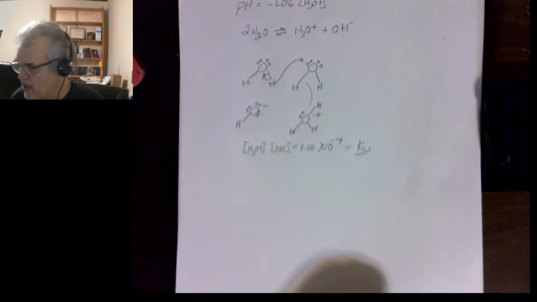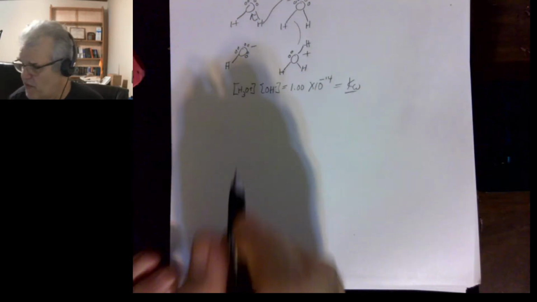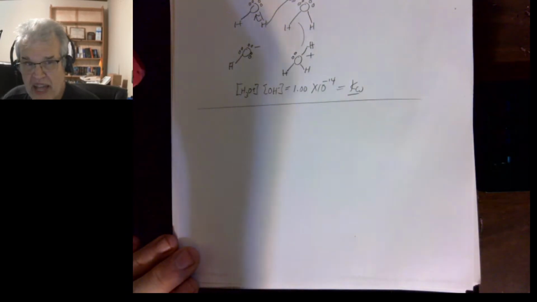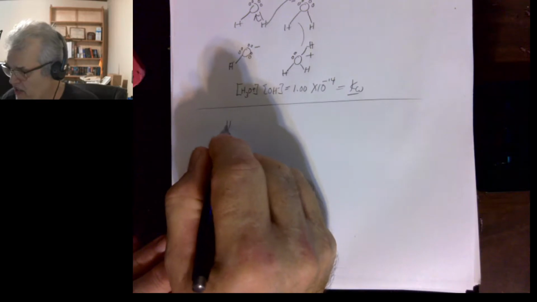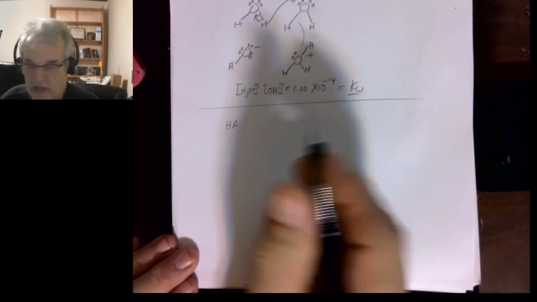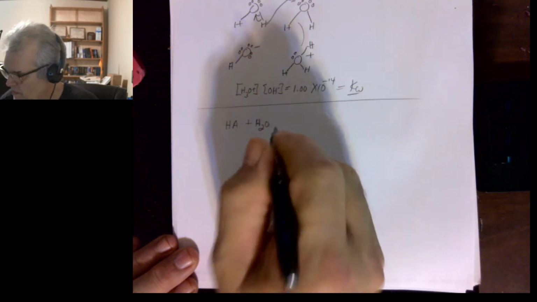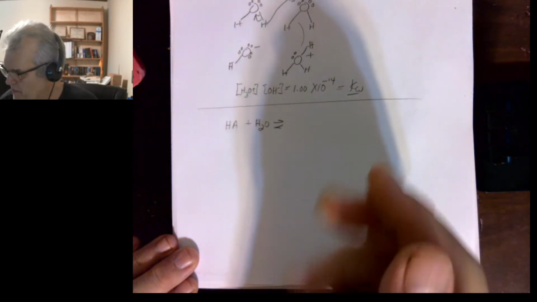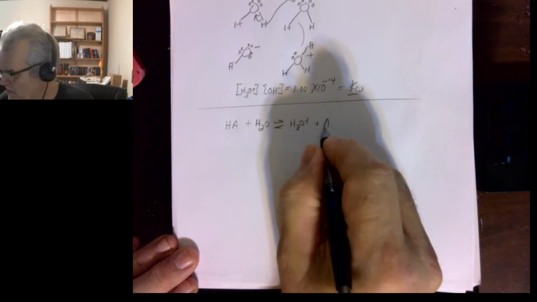So what's a weak acid? Every weak acid, no matter what its formula is, don't get hung up on the formula. If it's a monoprotic acid, it only has one proton to donate, and all monoprotic acids can be written as HA. That's the acid, right? That's going to combine with water in equilibrium to give us H3O plus and A minus.